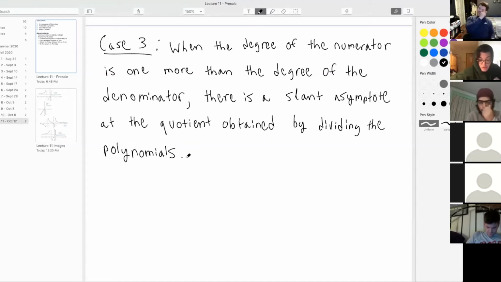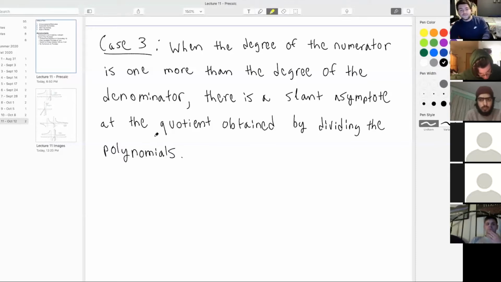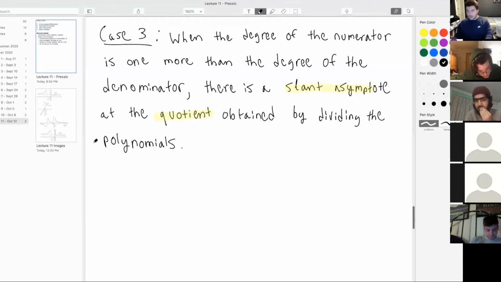Okay, so remember, a rational function is going to be a polynomial divided by a polynomial. In case 3, we have that the degree of the numerator will be one higher than the degree of the denominator, and we can find the slant asymptote just by dividing the polynomials and looking at the quotient. So the quotient you get will be precisely the slant asymptote. Okay, so let's do an example.